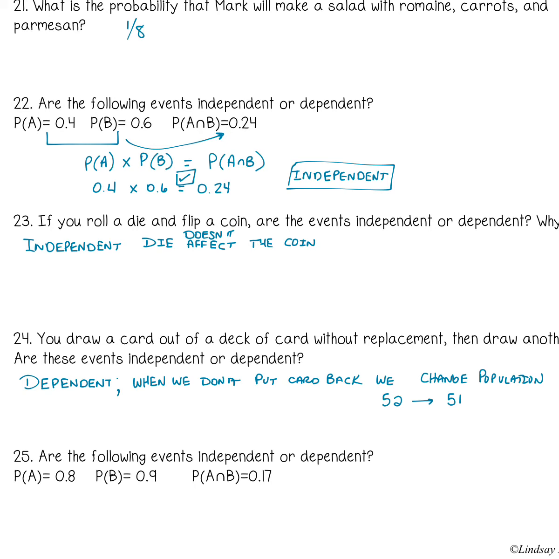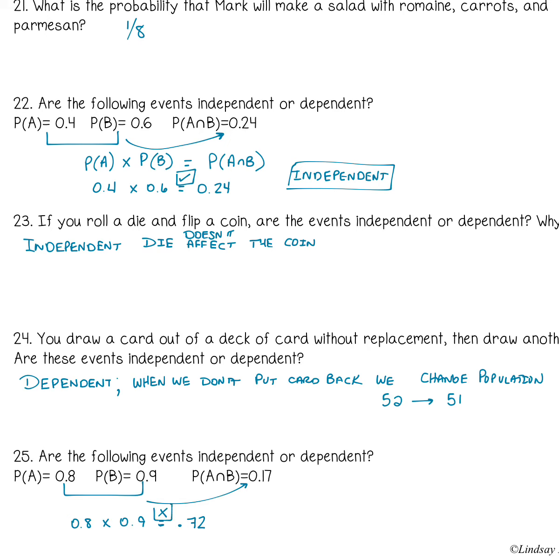25. Are the following events independent or dependent? Okay, again, remember, so these two multiplied together have to equal the other. So we get 0.8 times 0.9. What does that equal? I'm going to go with 0.72. Let's double check in the calculator. That is correct. 0.72.